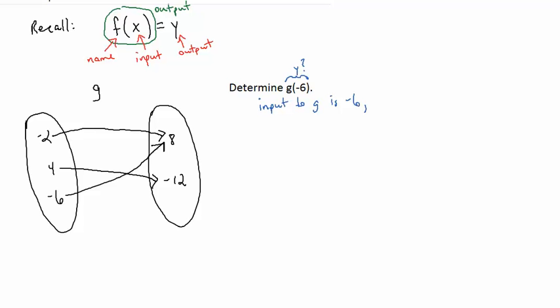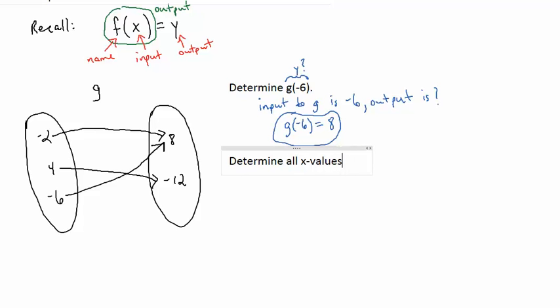So the input to g is -6. What's the output? Okay, so it's pretty simple. You come over here, we know because there are arrows that -6 is my input and the output for -6 is 8. So I can say g of -6 equals 8. When I input -6 to g, I get 8. That's what that's saying. Okay, now let's try something similar.